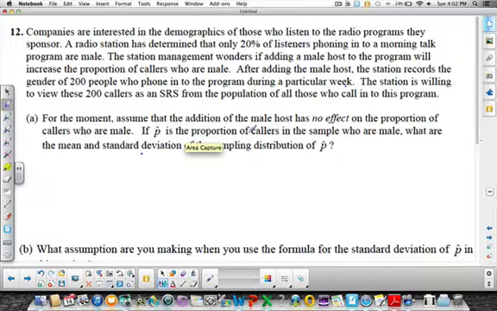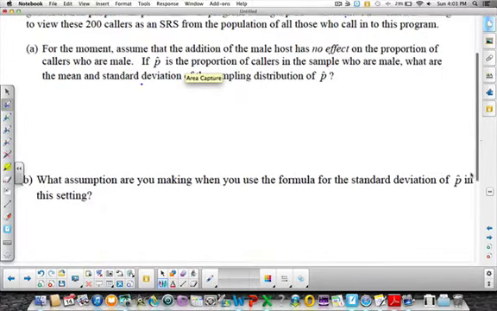After adding the male host, the station records the gender of 200 people who call into the program during a week. The station is willing to view these 200 callers as a simple random sample of the population of all those who call into this program. So for the moment, assume that the addition of the male host has no effect on the proportion of callers who are male. If p hat is the proportion of callers in the sample who are male, what are the mean and standard deviation of the sampling distribution of p hat?